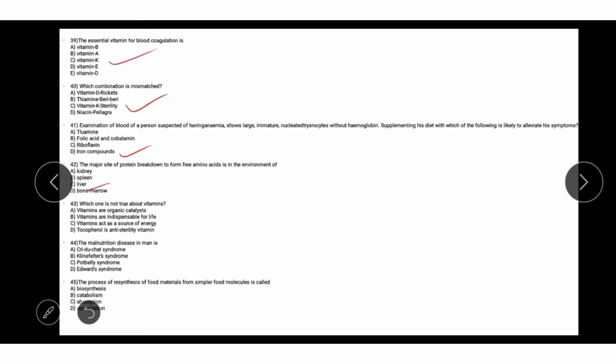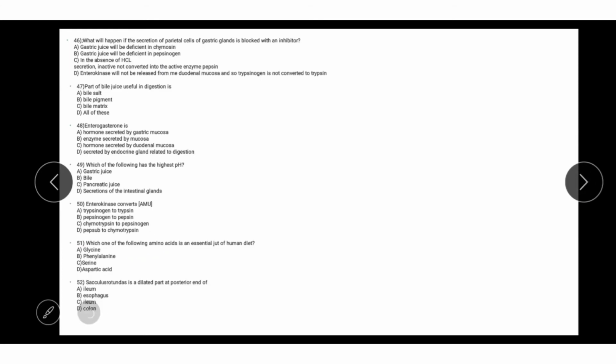Correct. Vitamins act as a source of energy. It is wrong. The malnutrition disease in man is pot belly syndrome. The process of resynthesis of food materials from simpler food molecules is called biosynthesis.